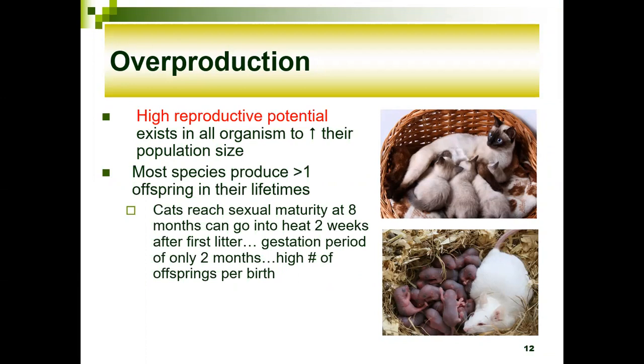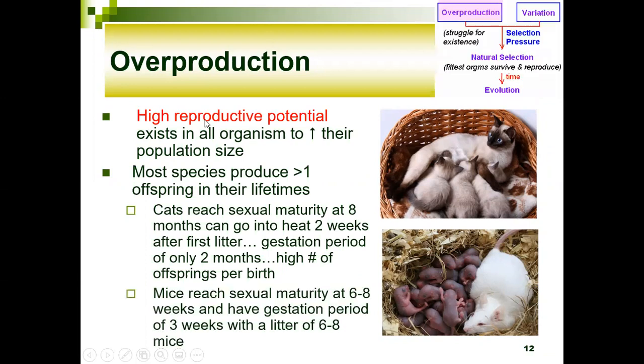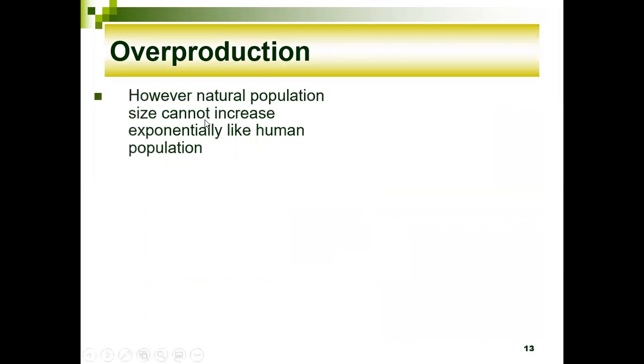So in 1 year, how many kittens can they produce? Let's say 1 year they give birth 4 times. Every time 8 kittens. 8 times 4 is 32. One mother cat can give rise to 32 kittens per year. My goodness. But how come the population size remains more or less constant? Some of them die. Okay? So how do they die?